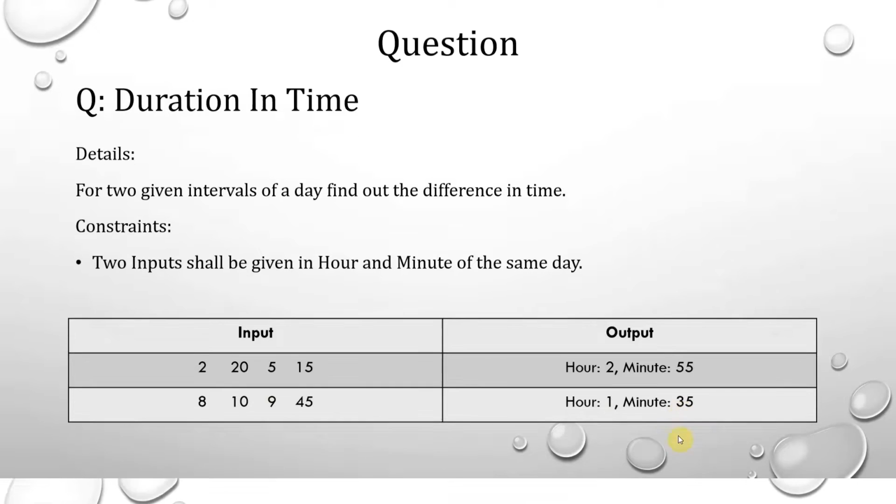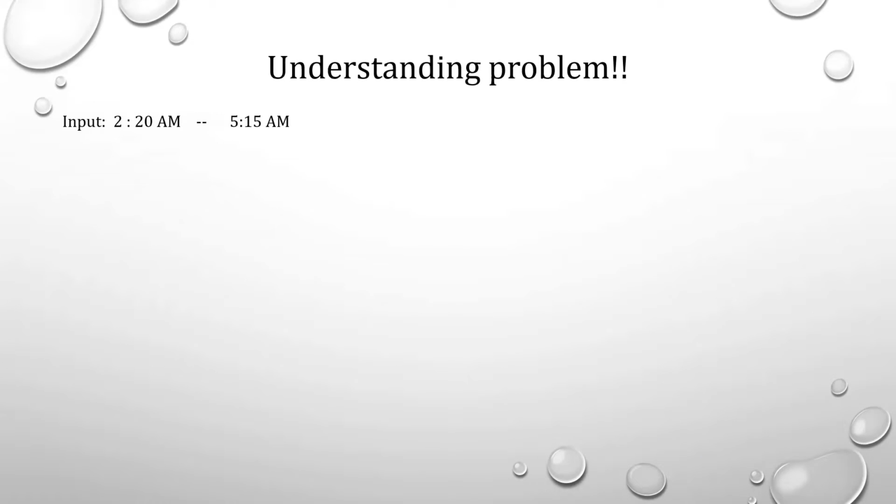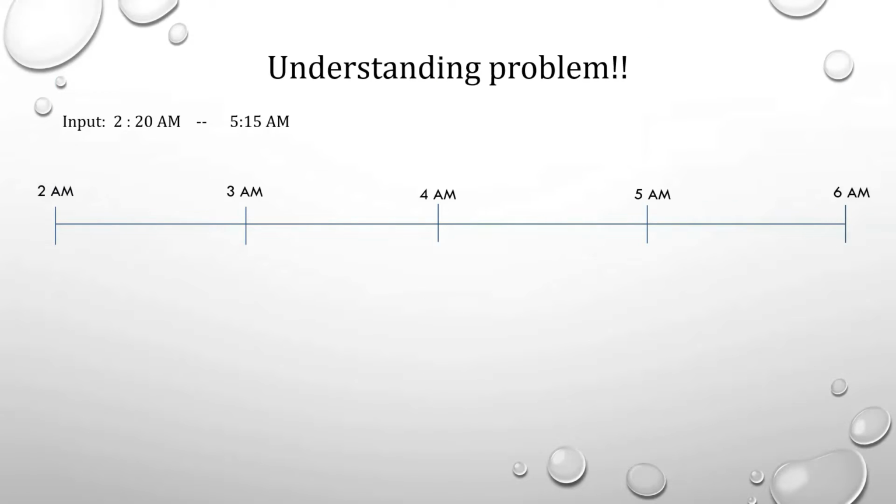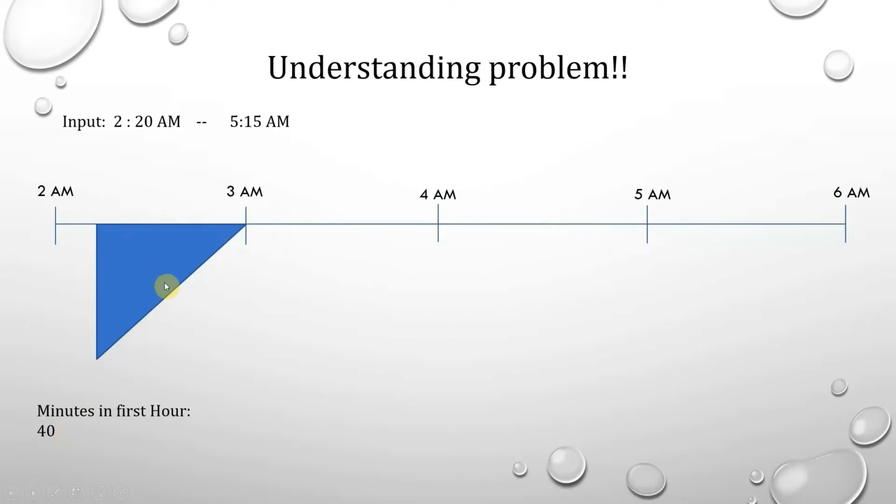Let's try to understand the problem, how we're going to approach and solve this. That's our input. Let's assume a time period, divided in hours from 2 o'clock to 6 o'clock. So we'll calculate the number of minutes in the first hour that we are interested in. As our interested time starts at 2 hours and 20 minutes, we're going to pick from here. So in the first hour, we figure out that 40 minutes are the ones we are interested in.